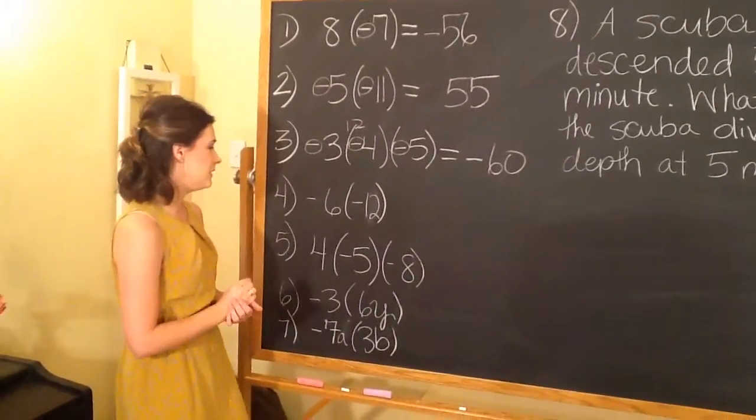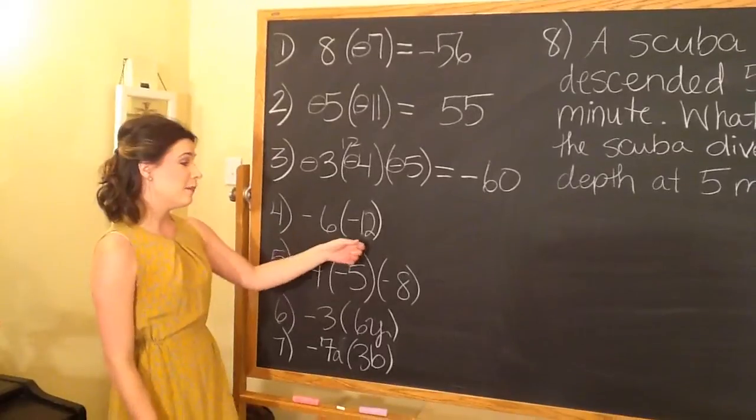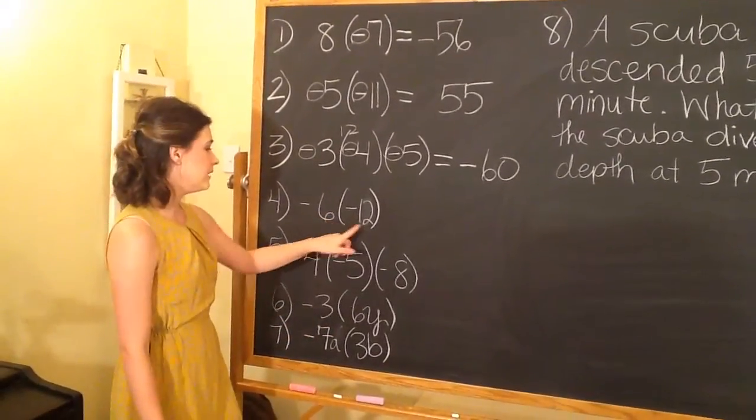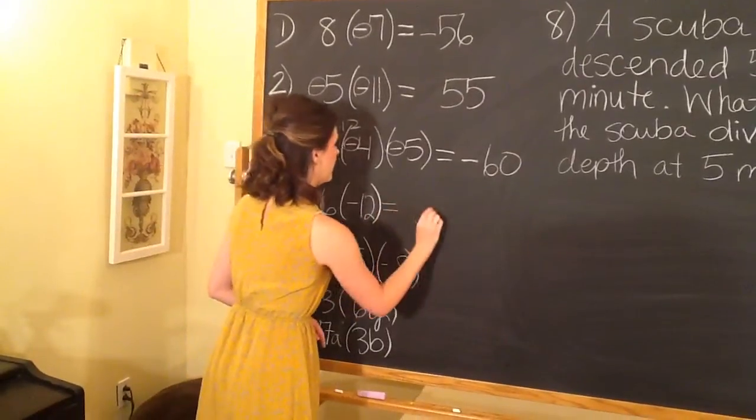Alright, let's do another example. We have negative 6 times negative 12. First step, multiply across. So 6 times 12 gives me 72.